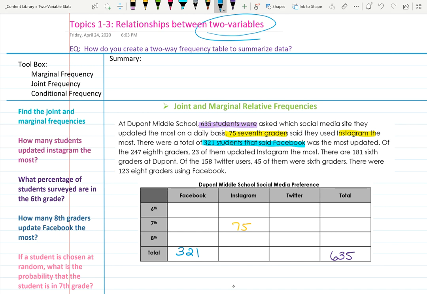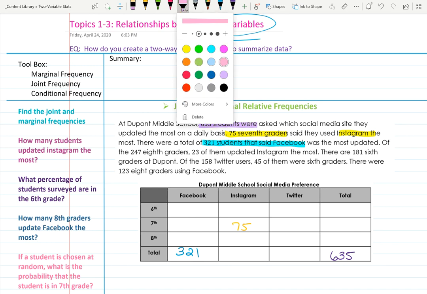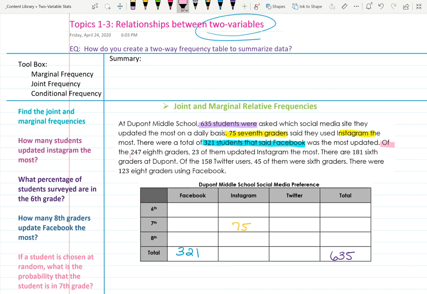Of the 247 eighth graders, 23 of them updated Instagram the most. So we've got two things going on here. The first piece, of the 247 eighth graders, so that's out of all of the eighth graders, so I need to go to the total column, and I know I have 247 eighth graders. Now of those, 23 of them updated Instagram. So of my eighth graders, 23 did Instagram.